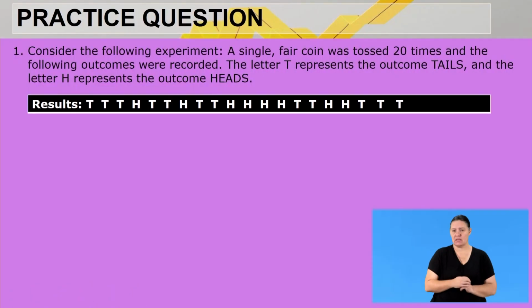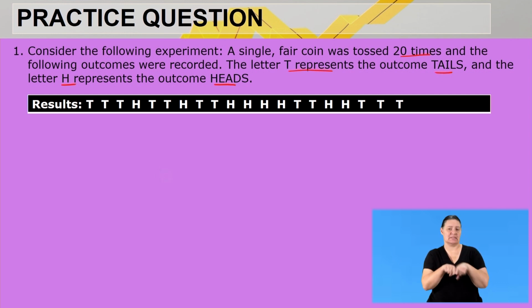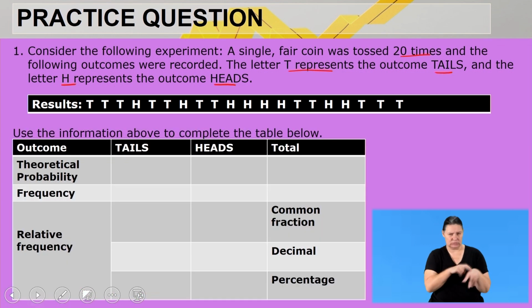In question number 1, I indicated here, consider the following experiment. A single fair coin was tossed 20 times and the following outcomes were recorded. The letter T represents outcomes for tails and the letter H represents the outcomes for heads. Right, so there we have our results after we've performed this experiment. Now let's see what we need to do.